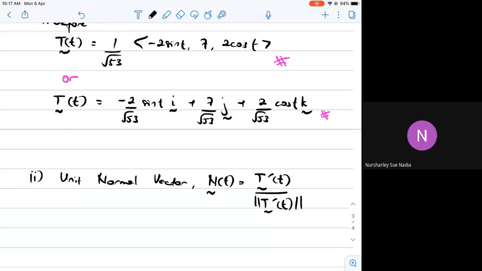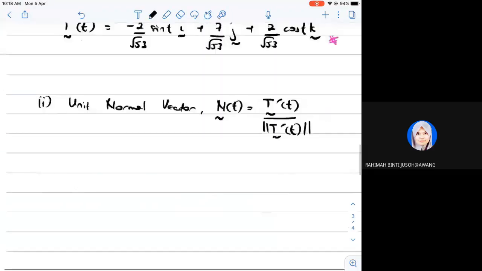Differentiate. Differentiate, yes. Differentiate what? We should differentiate which one? Tangent. Unit tangent. Okay, very good, unit tangent. Okay, so saya akan ambil yang atas ni. I'm going to use this because it is much easier. Saya dah factor out tu, dia lebih mudah.